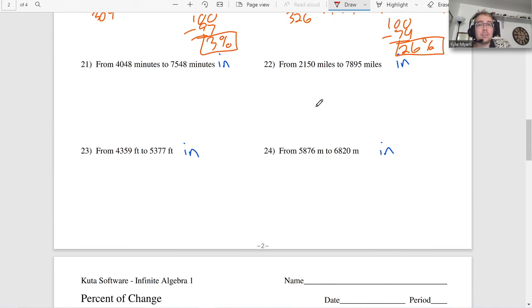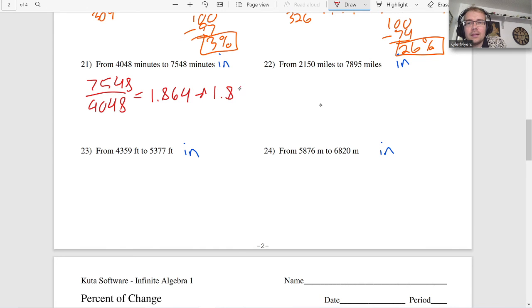All right, big numbers, but if you're using a calculator, it doesn't really matter how big the numbers are. You just type it all in. So 7548 divided by 4048. Okay, 7548, 4048, and I get 1.864, which rounds to 1.86, which turns into 186. Subtracted by 100, and I get 86.